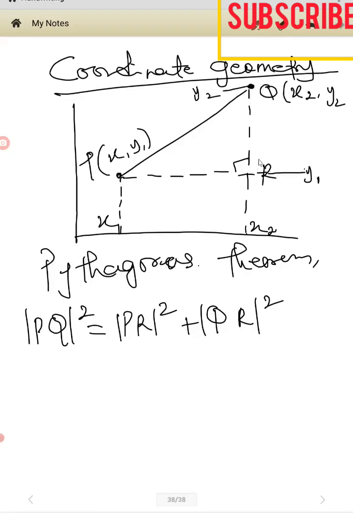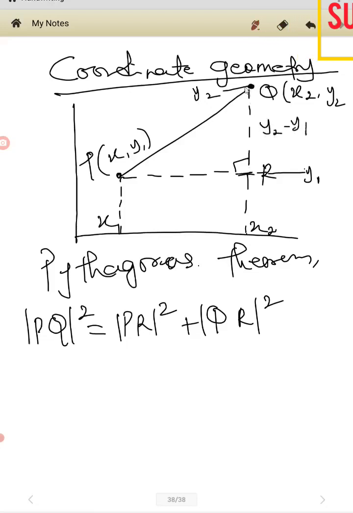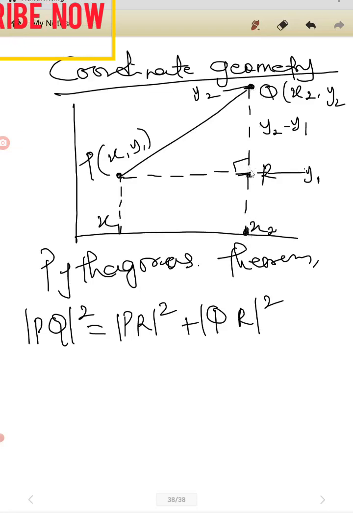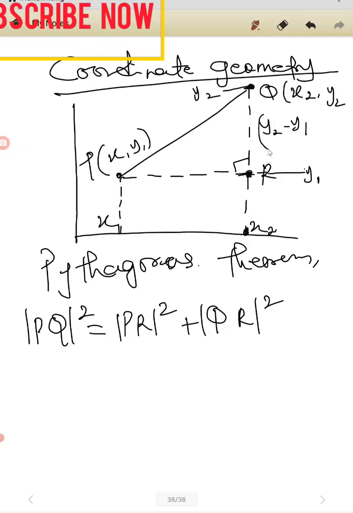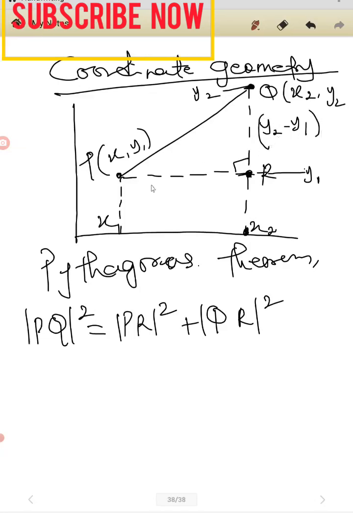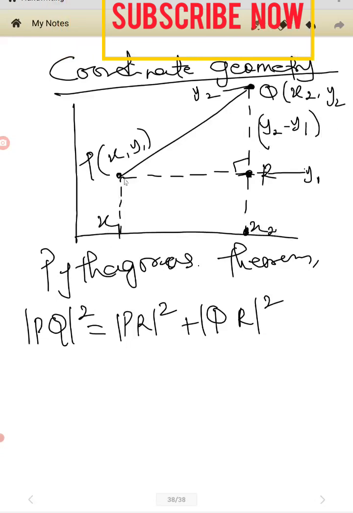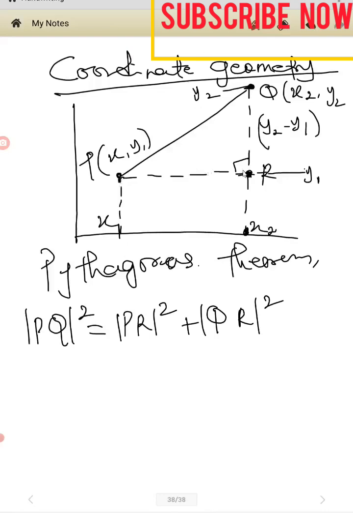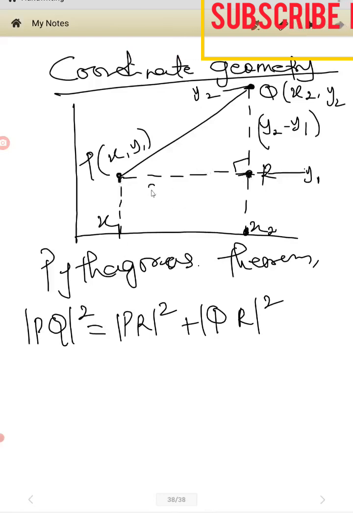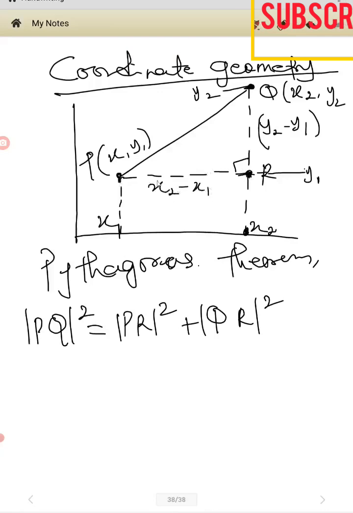So the difference between these will be y2 minus y1. To note, from this 0 to this place is y2, and from this 0 to this place is y1, meaning that this side will be y2 minus y1. So if this is x1 and this is x2, from here to this place we give x2 minus x1.